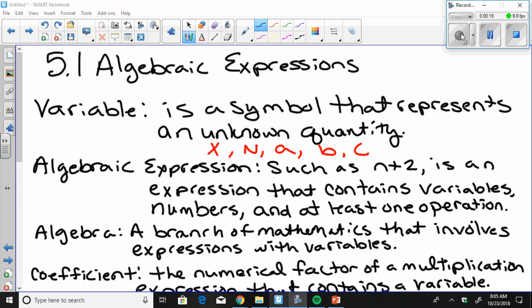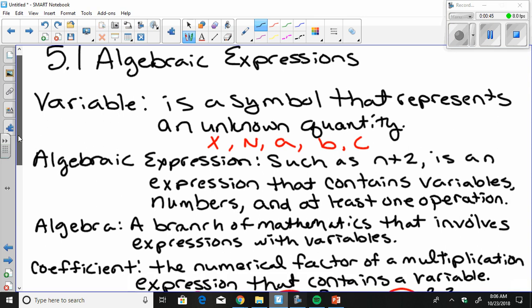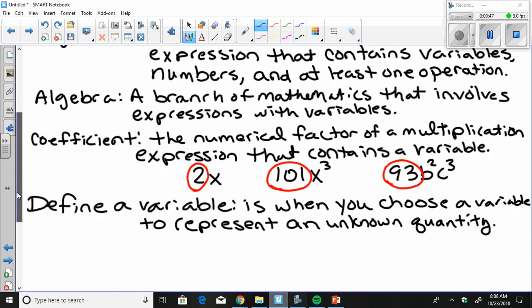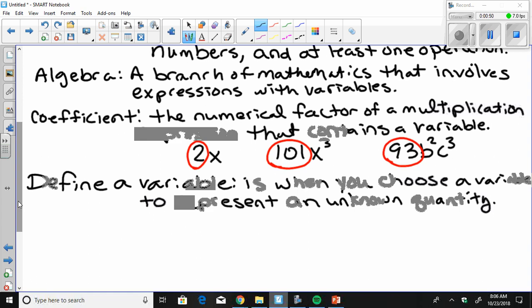An algebraic expression, such as n plus 2, is an expression that contains variables, numbers, and at least one operation. So it could be n plus 2, n divided by 2, n times 2, n minus 1, n minus 2, any of those, as long as it has a variable, a number, and an operation. Algebra is a branch of mathematics that involves expressions with variables, which is what we're doing, what we're getting started with.